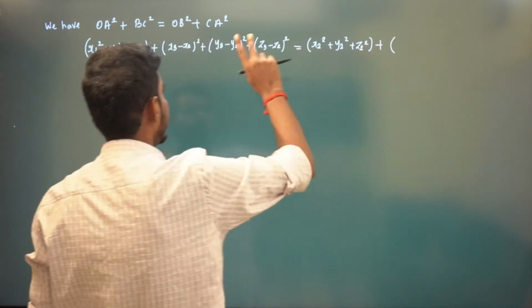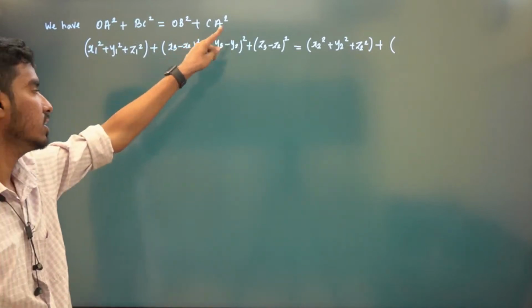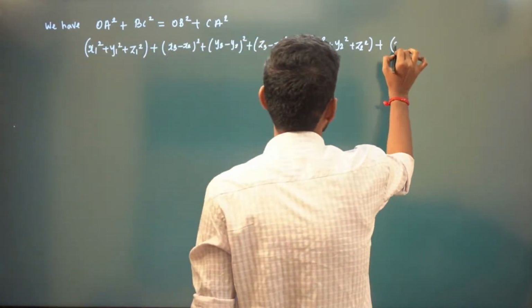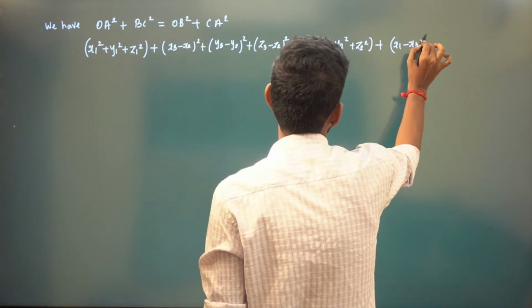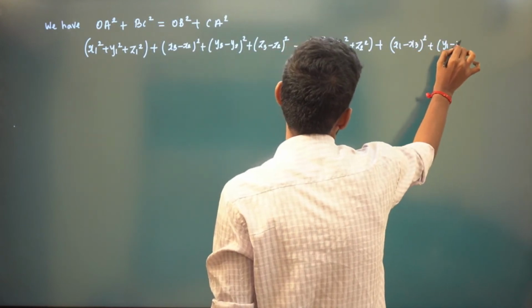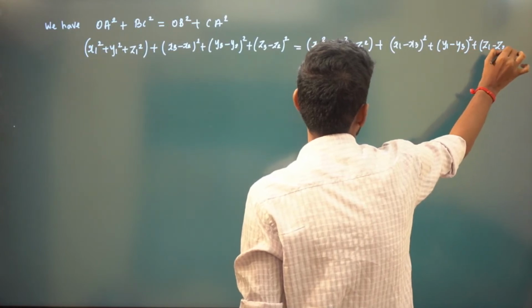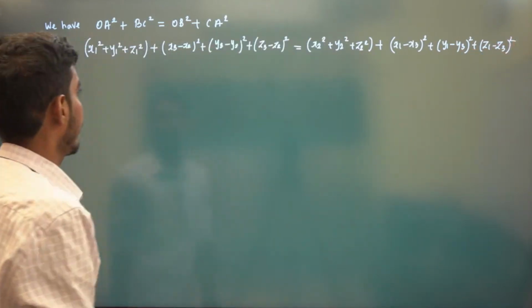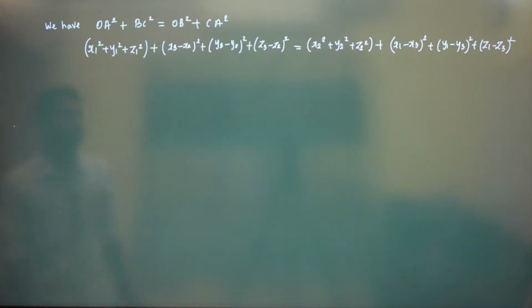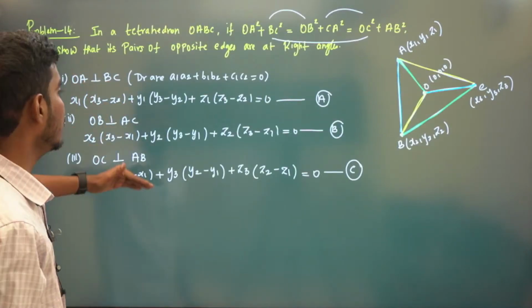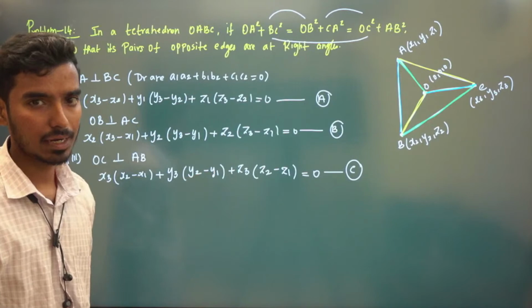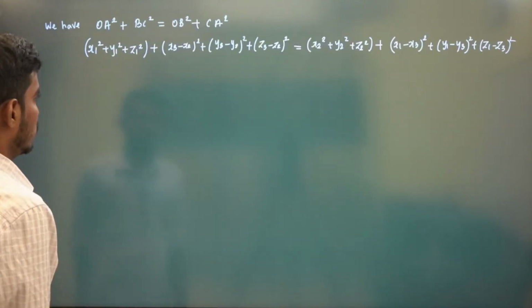Distance from C to A. C is x3, y3, z3 and A is x1, y1, z1. So it will be (x1 minus x3) whole square plus (y1 minus y3) whole square plus (z1 minus z3) whole square. Now you need to simplify this. You need to bring it to any one of these patterns, A or B or C.